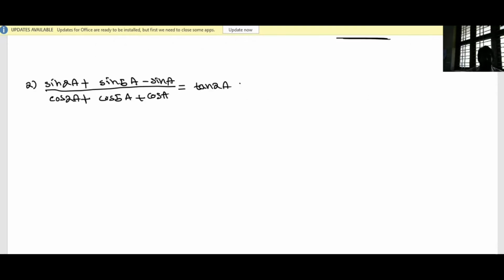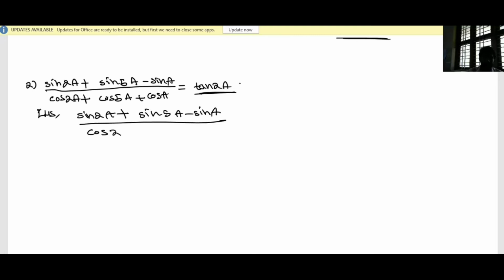Clear? See the next question. Prove that (sin 2A plus sin 5A minus sin A) divided by (cos 2A plus cos 5A plus cos A) is equal to tan 2A. You need to prove LHS is equal to tan 2A. For that reason, first consider the LHS, that is sin 2A plus sin 5A minus sin A divided by cos 2A plus cos 5A plus cos A.